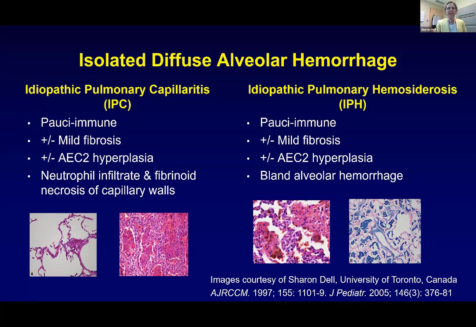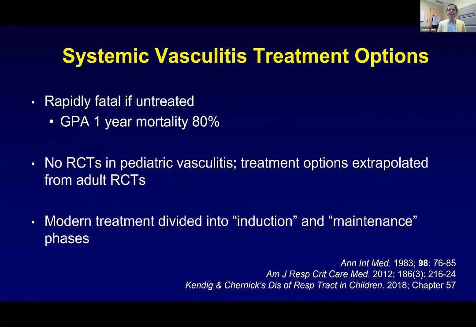So it may be a sampling issue, and it may be that we're talking about the same disease with these two things. But the jury's not out yet on that. So you can think about that, and the next young generation, you can figure that out. It is really important to think about IPC as a systemic vasculitis because these diseases are rapidly fatal if they're untreated. GPA mortality is 80 to 90% if you don't treat it.